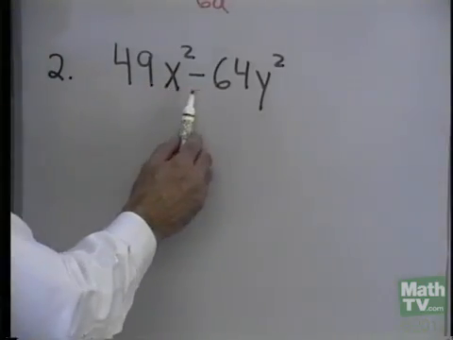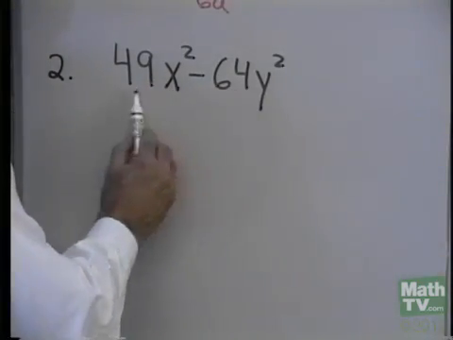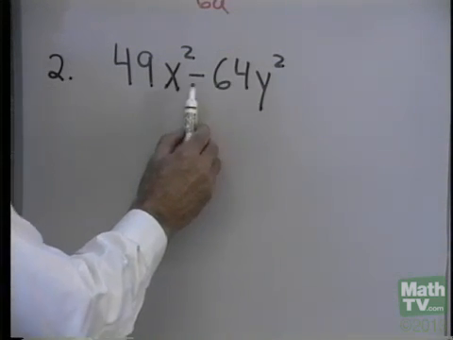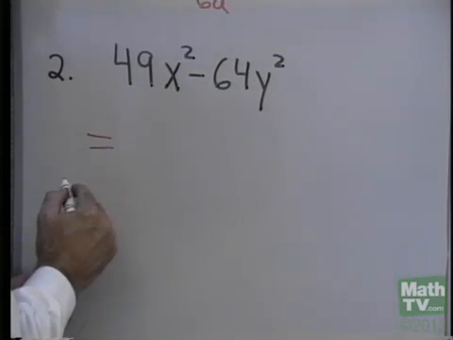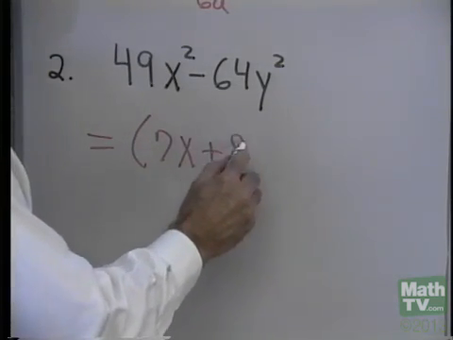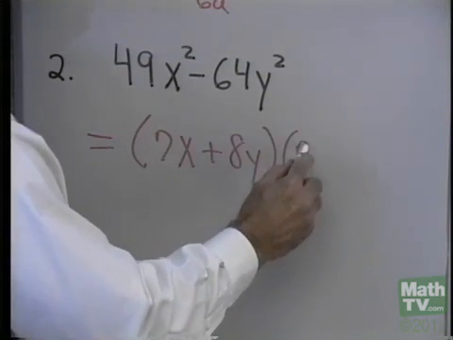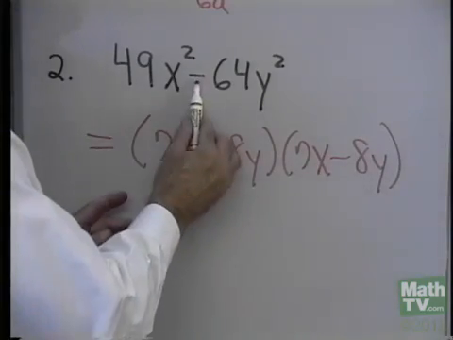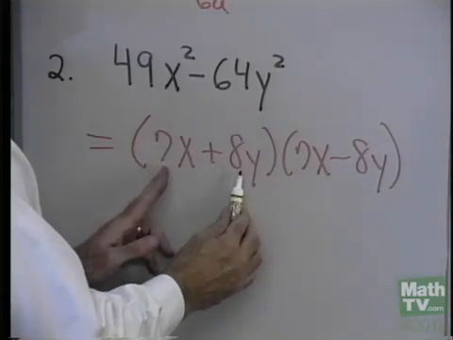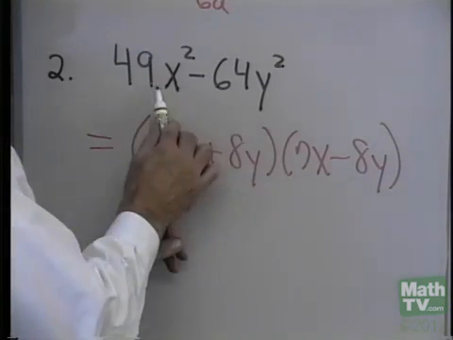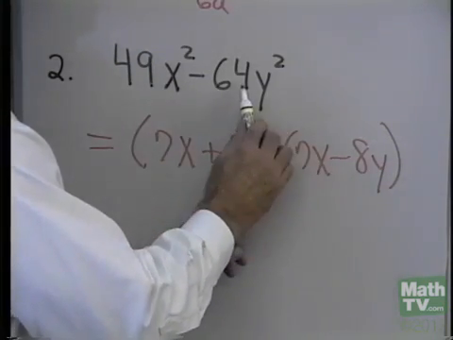How about 49x squared minus 64y squared? I notice that this is a perfect square, this is a perfect square, and this is subtraction. So this is going to factor as the difference of two squares into 7x plus 8y times 7x minus 8y. So the difference of two squares always factors into their sum times their difference, where the product of these first two gives me this term and the product of these last two gives me this term.